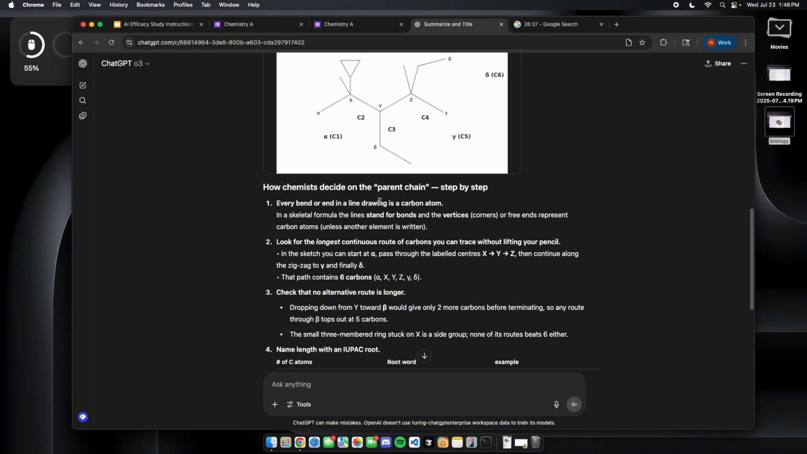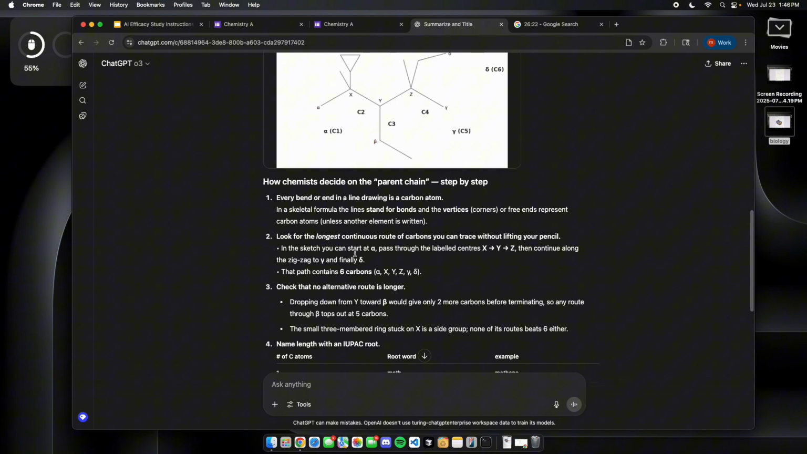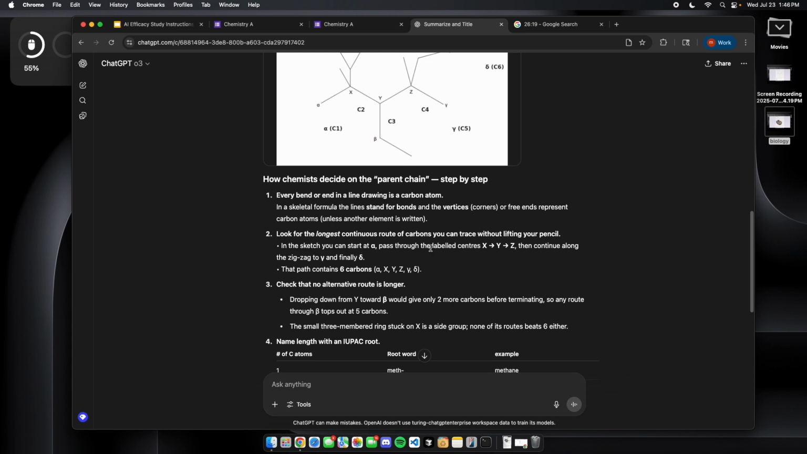How chemists decide on a parent chain step by step. Every bend or end in the line drawing is a carbon atom. In a skeletal formula, the lines stand for bonds and vertices, corners, or free ends represent carbon atoms unless another element is written. Look for the longest continuous route of carbons you can trace without lifting your pencil. In the sketch, you can start at A, pass through the labeled centers X, Y, Z, then continue the zigzag to Y, and finally this symbol here.